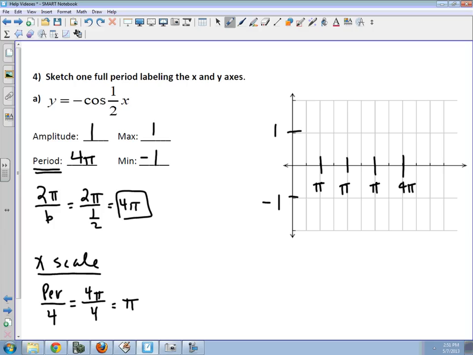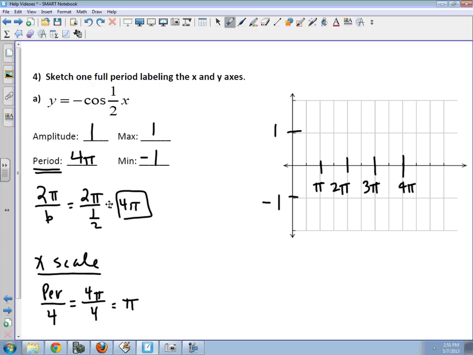So this one's going to be 1 pi, this one's going to be 2 pi, and that one's going to be 3 pi. So you just go up pi each time, just like if you were counting, you'd go up 1 each time: 1, 2, 3, 4. Here, I'm going to go up pi: pi, 2 pi, 3 pi, 4 pi. So I got my scale set. I got my y-axis set with the correct amplitude.